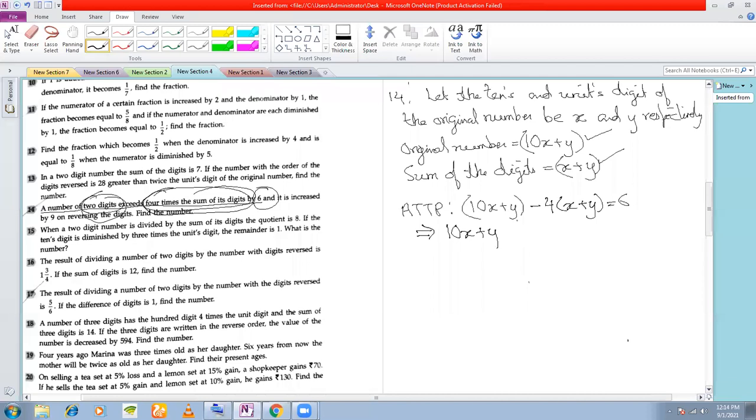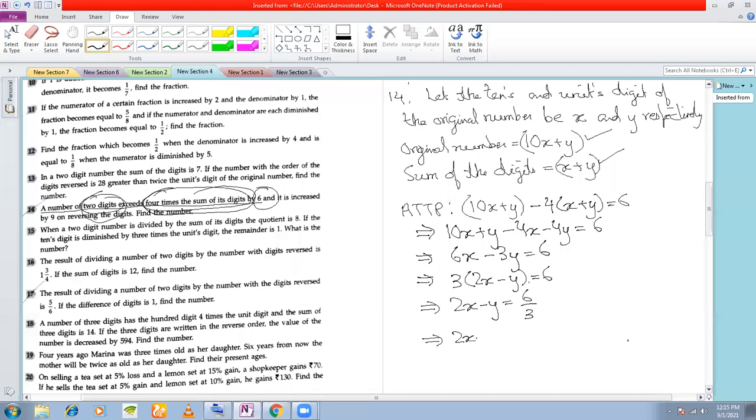10x plus y minus 4x minus 4y is equal to 6. So 10x minus 4x is going to give you 6x, and y minus 4y is going to give you minus 3y, is equal to 6. That means now you can take 3 out to get 2x minus y is equal to 6 divided by 3. Hence you get 2x minus y is equal to 2. Call this equation number 1.